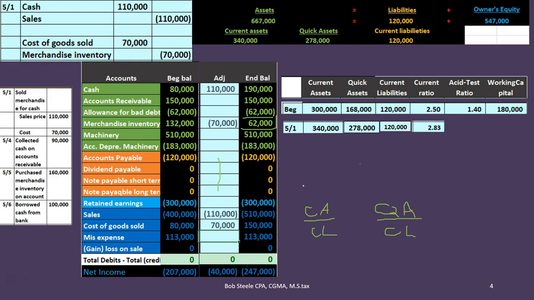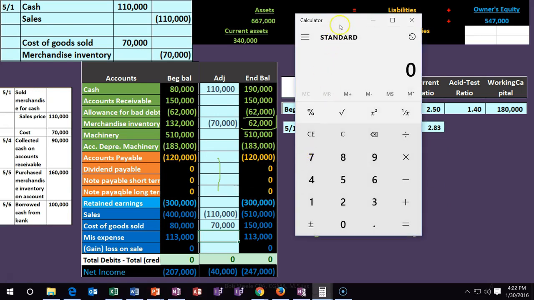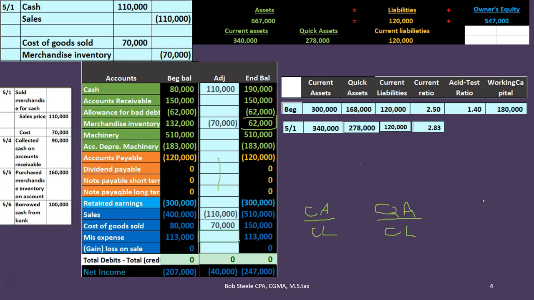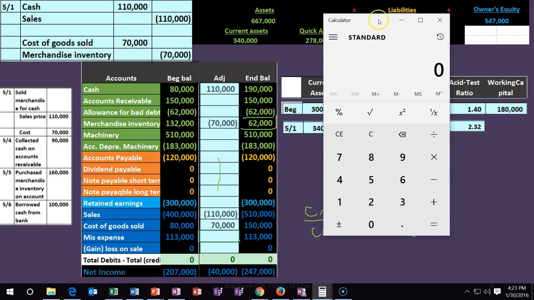We're going to come out to 2.83. Let's see what that looks like. So we're going to calculate our current ratio. So we're going to take the current assets, 340,000 over current liabilities, 120,000. That gives us our 2.833. Notice it's not even. That's okay. We're just going to round it, and we usually round it to two places. That's very common. You're going to want to look at the problem to make sure what they want you to round it to, however.